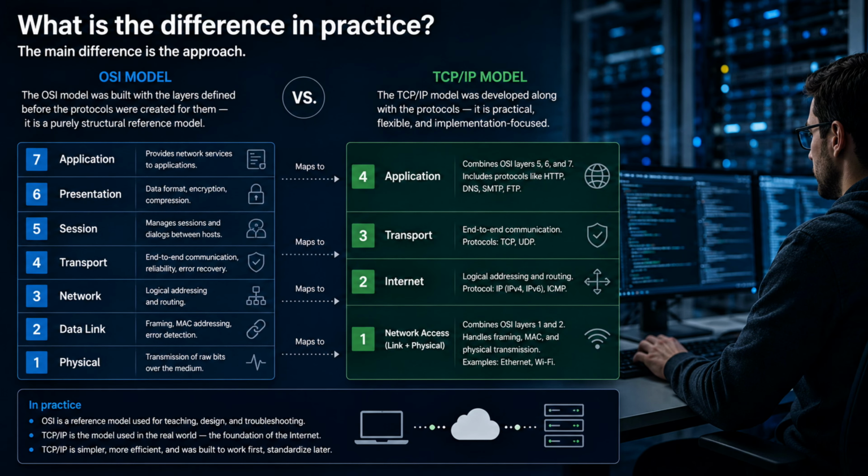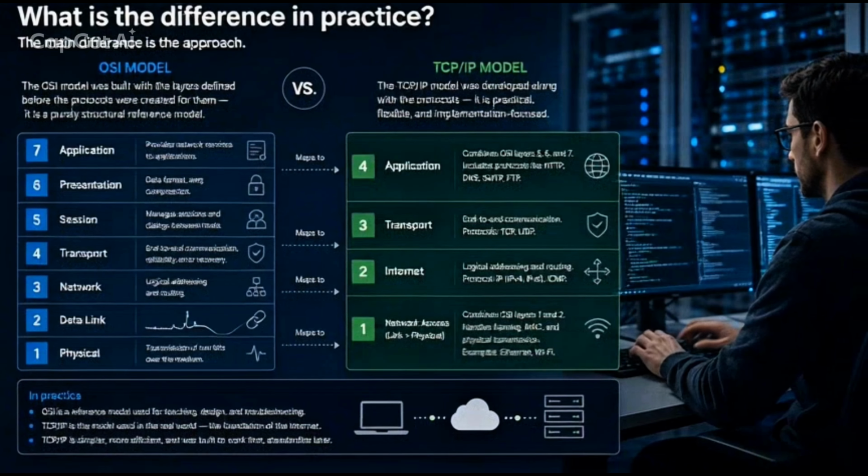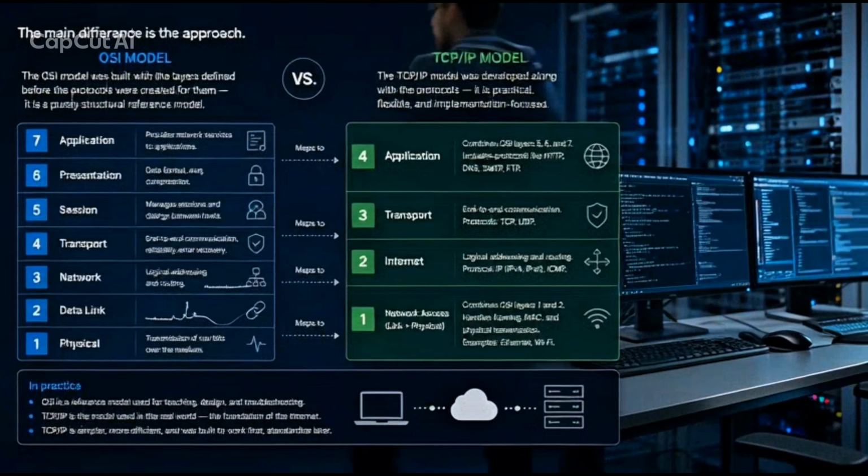What is the difference in practice? The main difference is the approach. The OSI model was built with the layers defined before the protocols were created for them. It is a purely structural reference model.